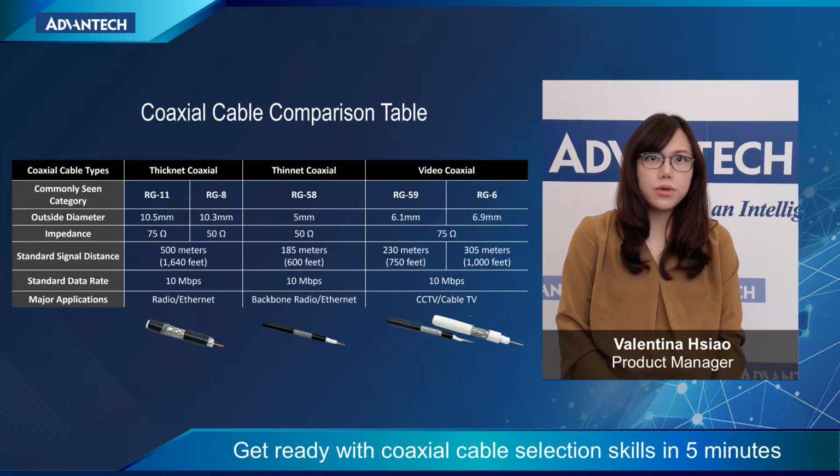Coaxial cables were the first cable type that were used in LANs. It gets its name because two conductors share a common axis. And there are basically three types of coaxial cables, including thin-net, thick-net, and video coaxials.